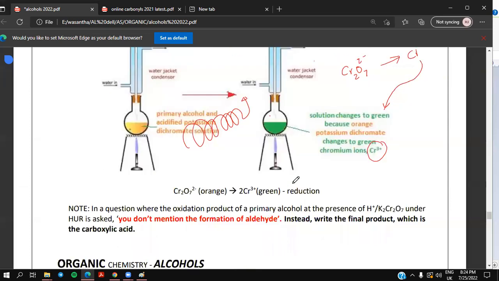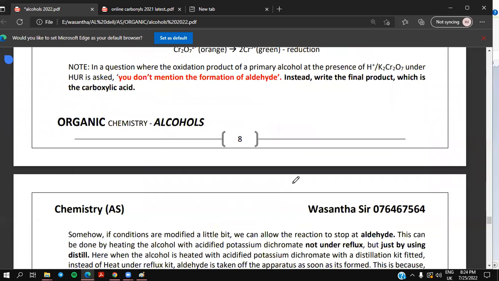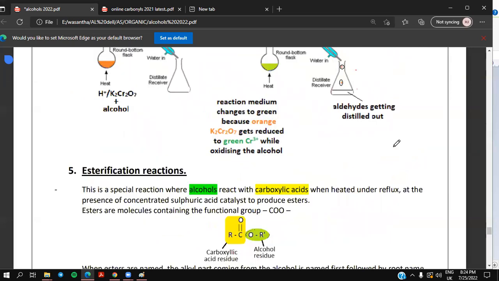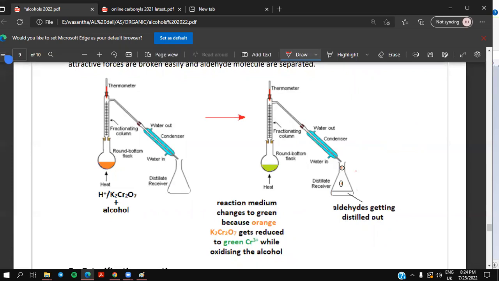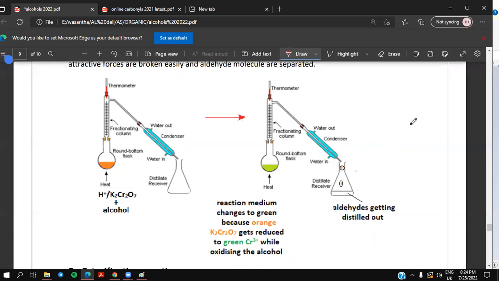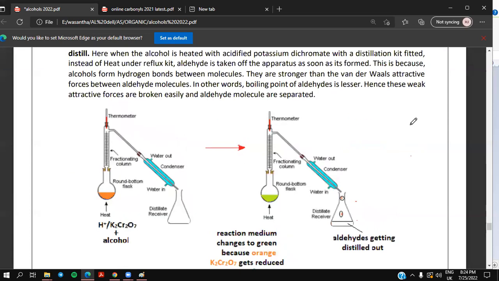And finally, we extract the product from the system by using fractional distillation. You can read this a little bit. I have used very clear language so that anyone can understand. This is about oxidation reactions of alcohols. Primary, secondary, and tertiary alcohols react differently. You can see the apparatus clearly. This is your homework.